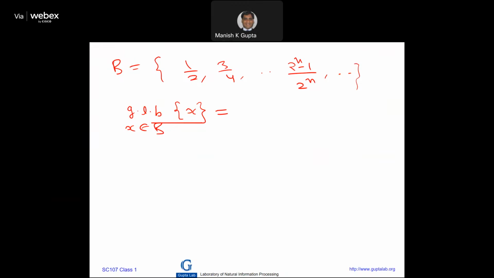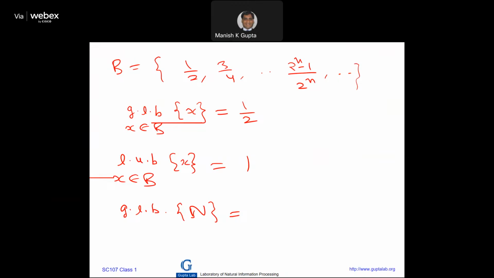One by 2, because this is the lowest, right? Greatest lower bound, right? Now 1 by 2 is in the set, which is okay. But what about least upper bound of x when x belongs to B? 1, because you can take the limit as n tends to infinity, right? That's very good. What about the greatest lower bound of n? 1. Very good.